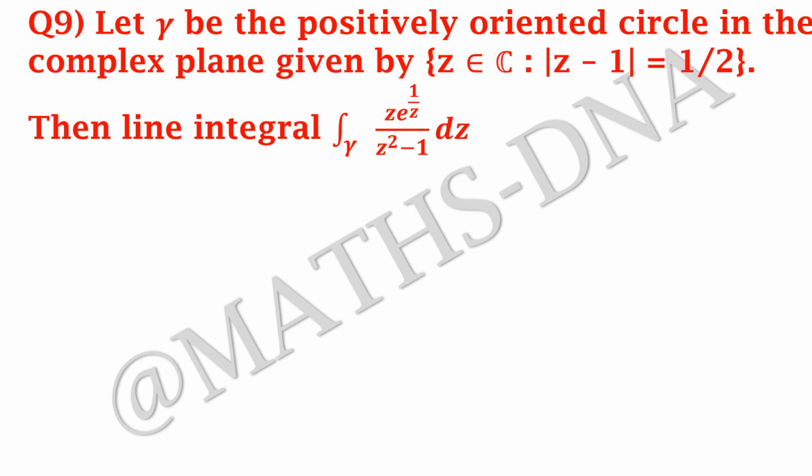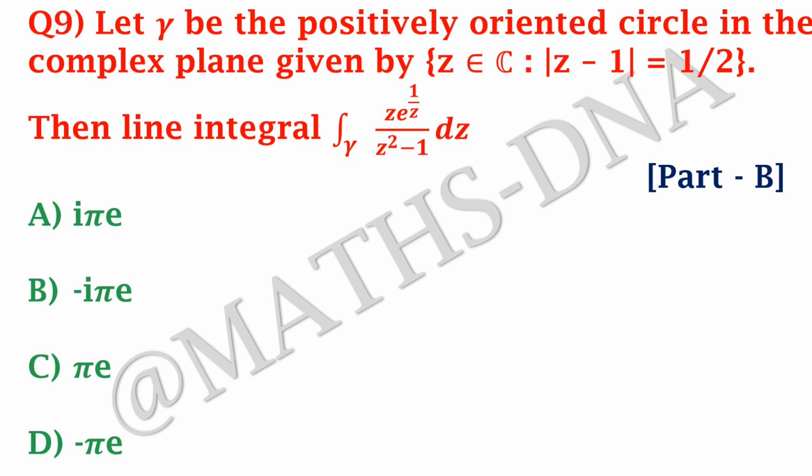Let gamma be the positively oriented circle in the complex plane given by z belongs to C such that |z minus 1| equals 1 by 2. Then the line integral over gamma of z into e raised to 1 by z upon z square minus 1 dz is, and the options are A i pi e, B minus i pi e, C pi e, and D minus pi e.